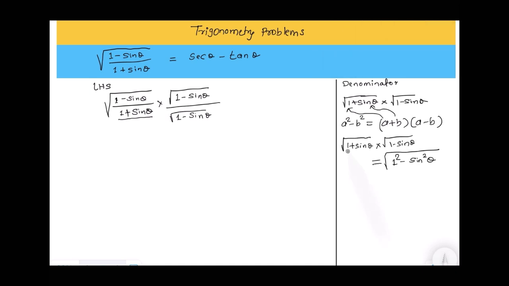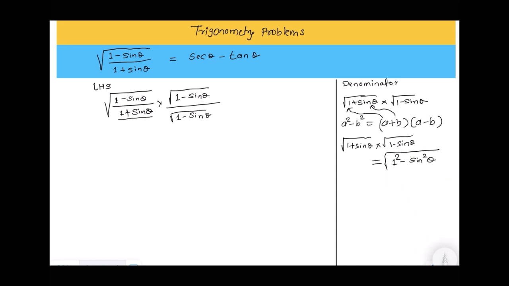Square root of 1 plus sine theta into square root of 1 minus sine theta is equal to square root of 1 square minus sine square theta, similar to a square minus b square. But since it is under square root, we have kept it as it is.